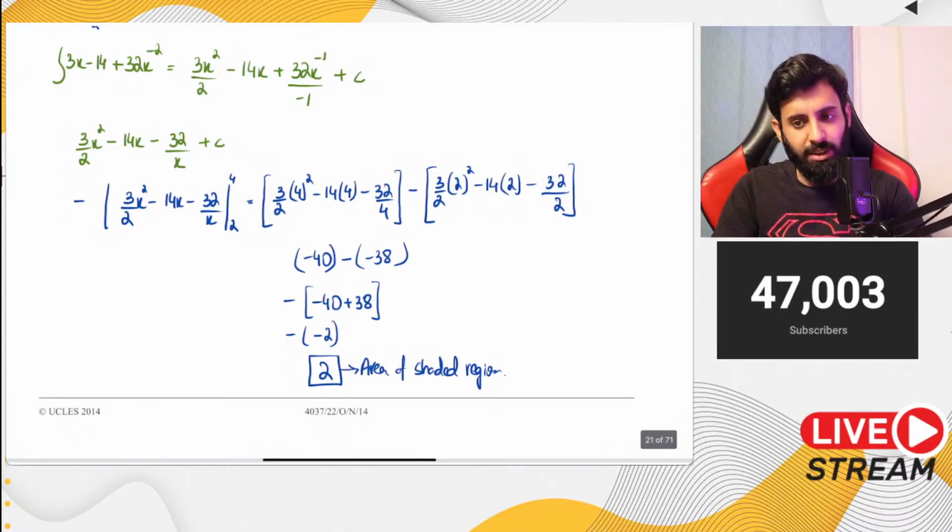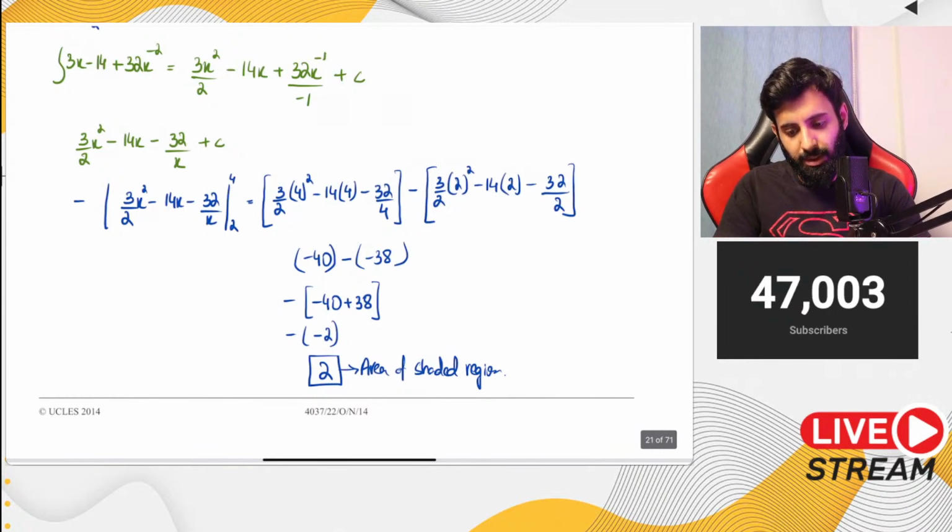No, if it was minus 38 plus 40, then there's no need to multiply it by minus. The only time where we multiply it by minus is when the area that we're trying to find out is below the x-axis. And if the area that we're trying to find out is below the x-axis, then remember, your answer should be negative. And if it's not, that means you're doing something wrong.